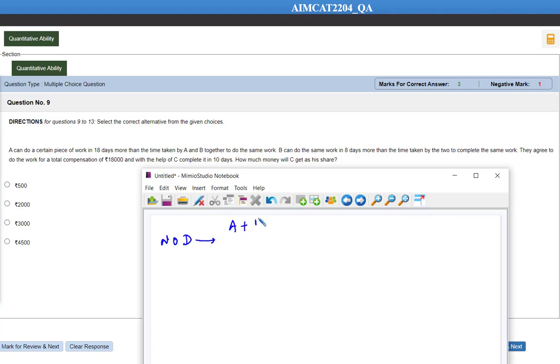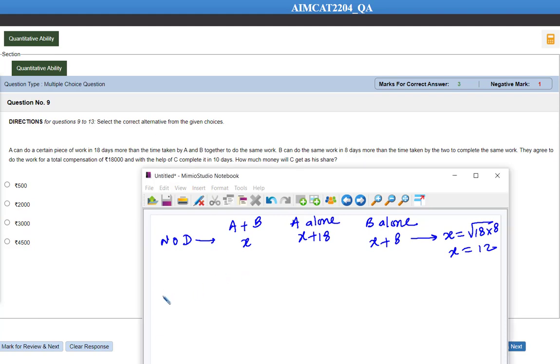If A and B together require X days, then A alone requires X plus 18 days, and B alone requires X plus 8 days. So in this situation the value of X is going to be how much? Under root 18 into 8, so the value of X is 12. So from this we can see that the number of days A alone can do the work is X plus 18 days, that is 30 days. B alone can do the work in X plus 8 days, that is 12 plus 8, 20 days.